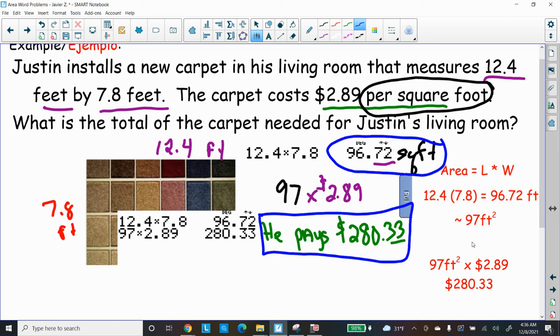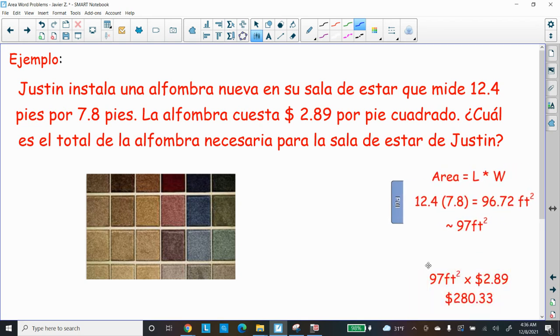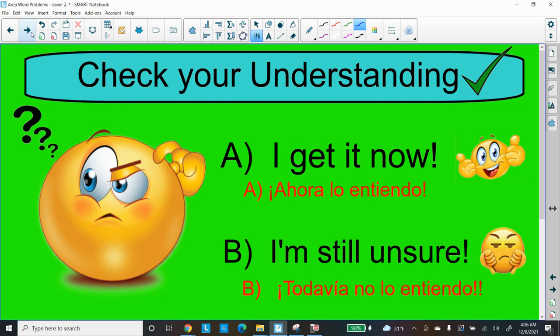So if you need extra, you got to buy extra. So I hope you enjoyed that question. Very good application. So here it is in Español for my Español alumnos. So remember what we did and how much you have to pay if you were going to buy 97 square feet of carpet. So I hope you understood that application of area. Good question. If not, rewatch the video and check it out again.